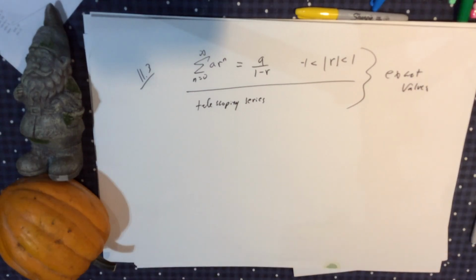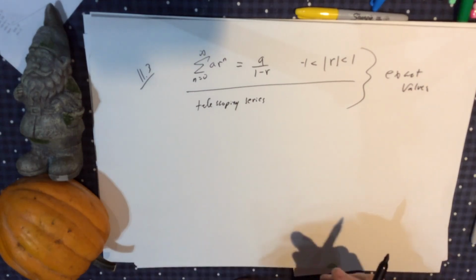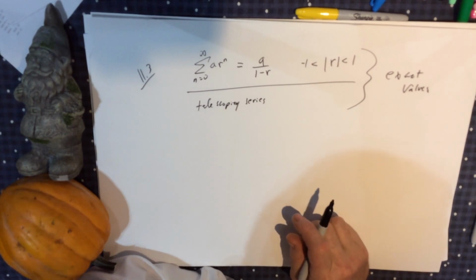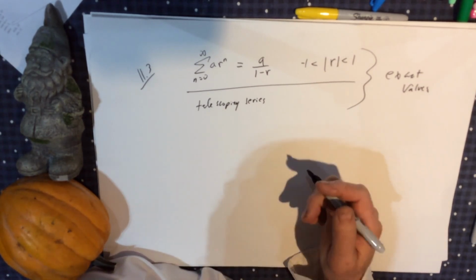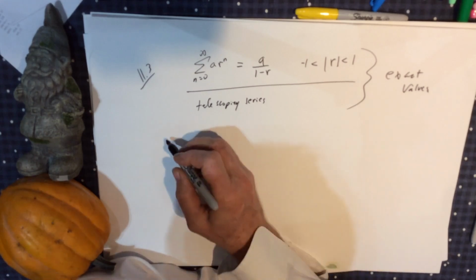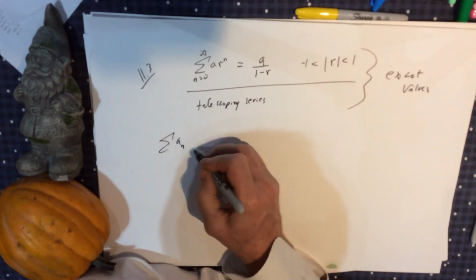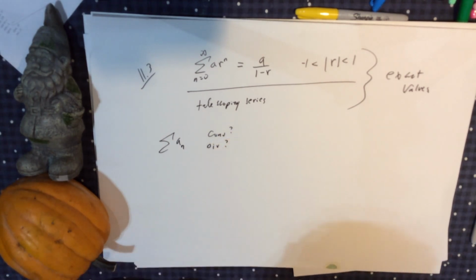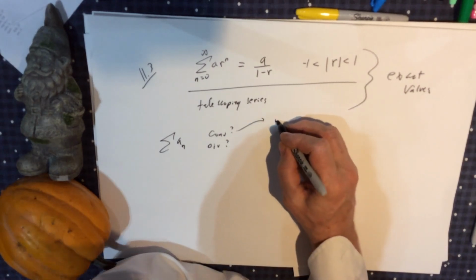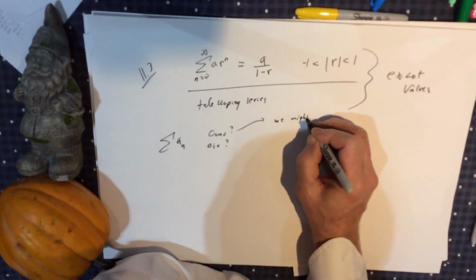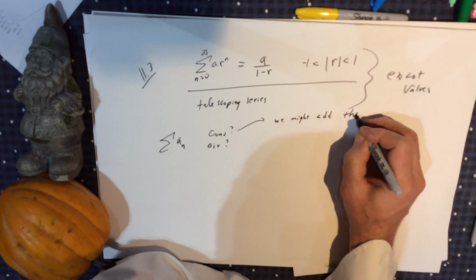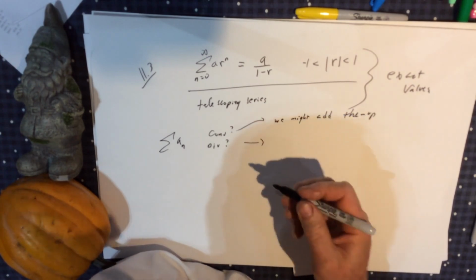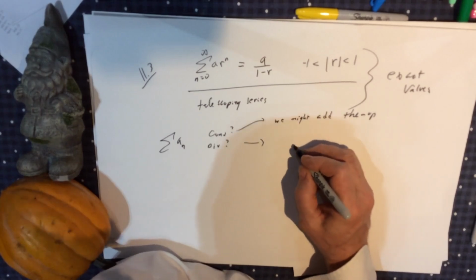Now, the reason that we don't focus on exact values more than that is because this is about the best that we can do until we develop more techniques. So what we focus on is to look at series and ask, converge or diverge? Why? If it's convergent, we might add them up. If it's divergent, well, probably not useful.